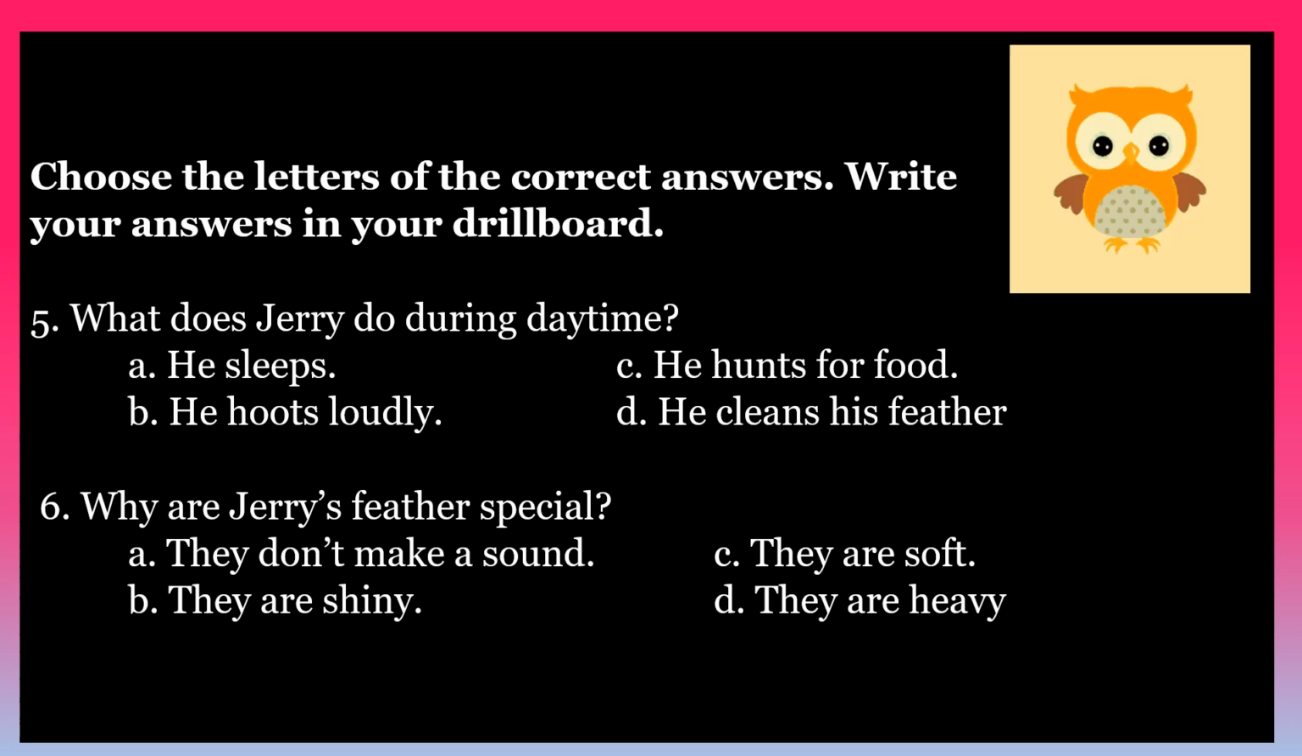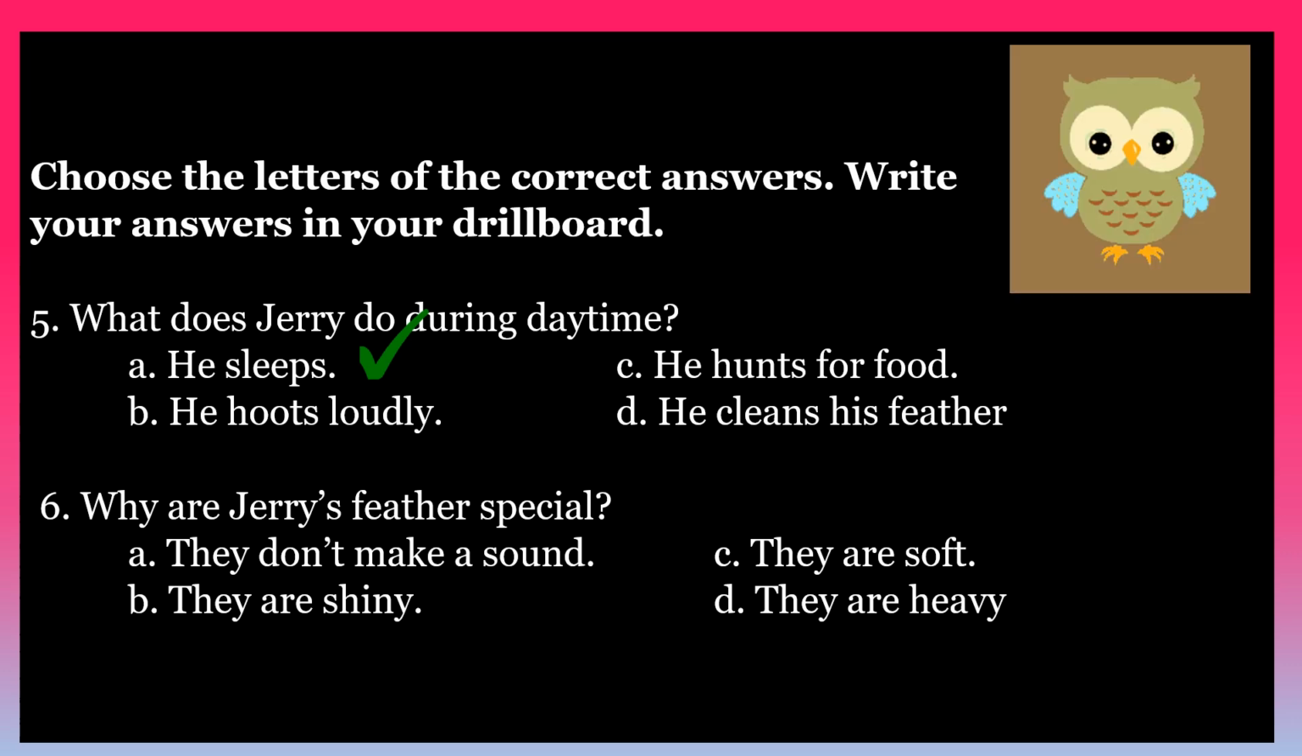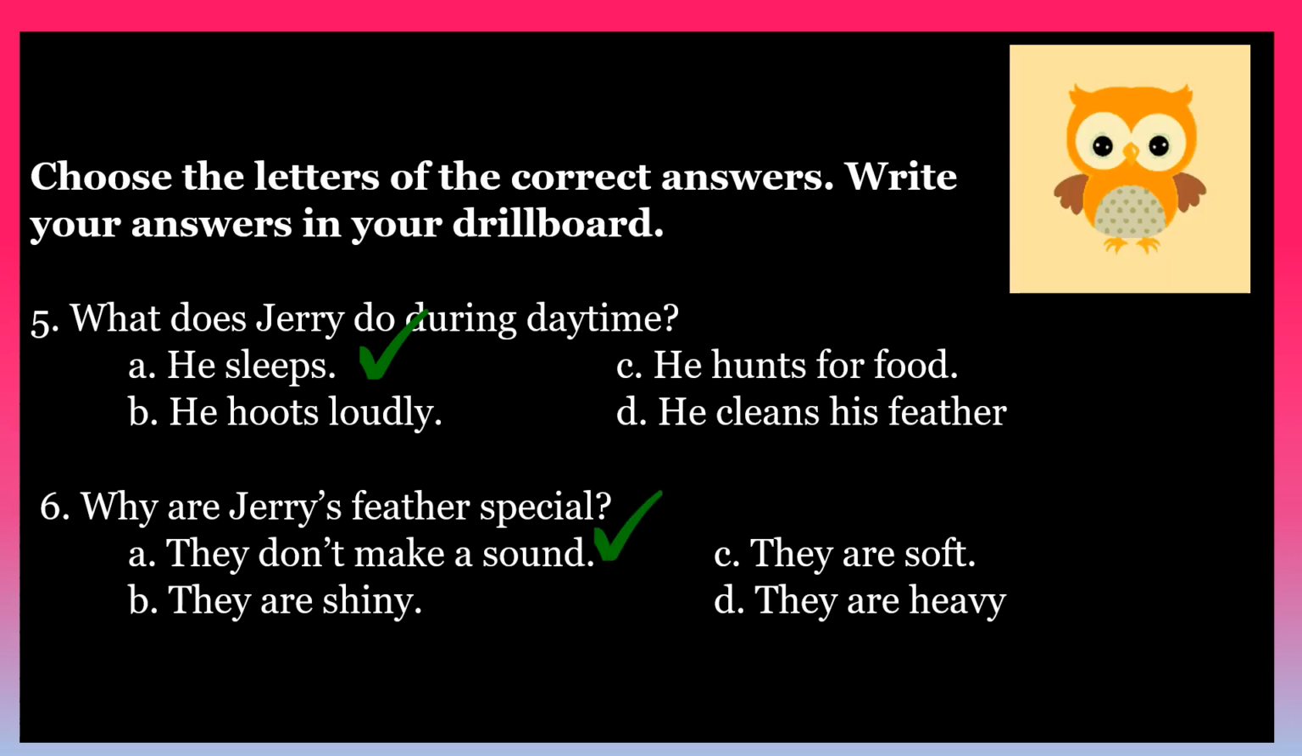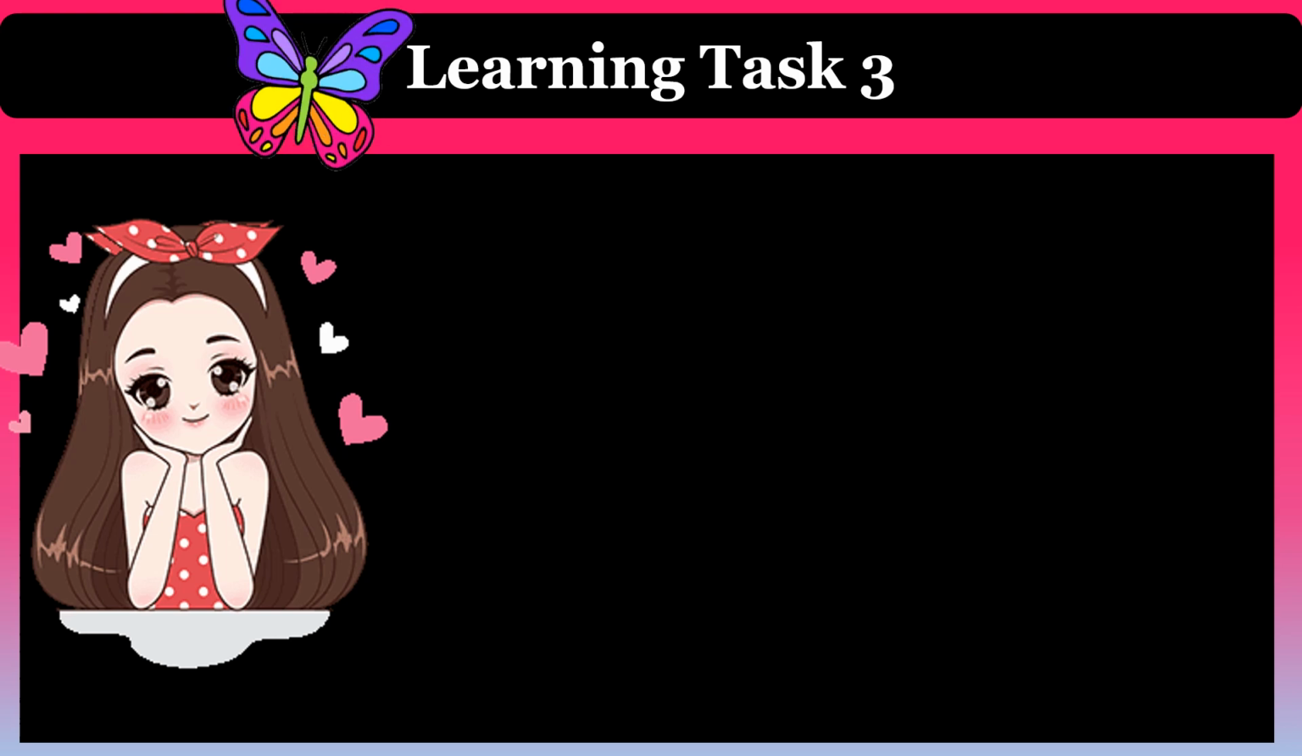So let's check your answer. Number 5 is he sleeps. And in number 6, letter A, they don't make a sound. Good job, kids. Wow, look at her. She's so pretty. Now let's do learning task number 3.